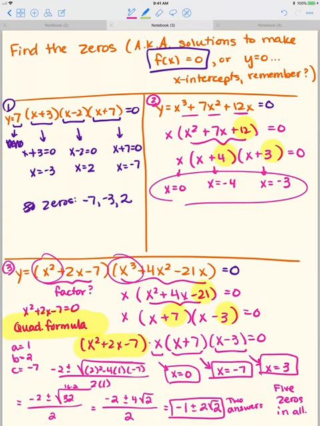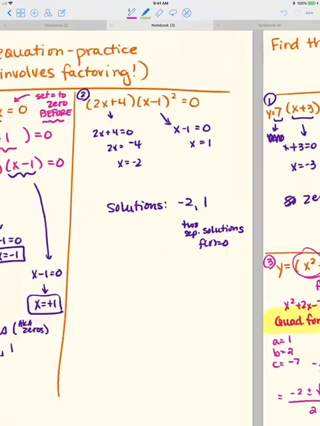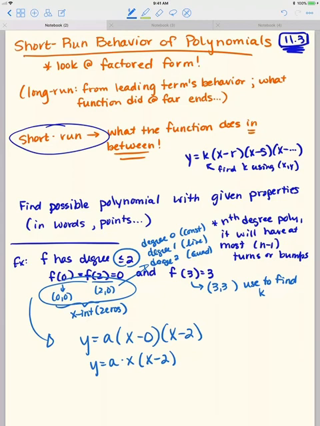Then we'll use the point (3, 3), plugging it in for all the x's and all the y's accordingly. We get 3 equals a times 3 minus 2. So that's a times 1, so a is 3... a is 1. Which you don't really have to write because it's a 1.